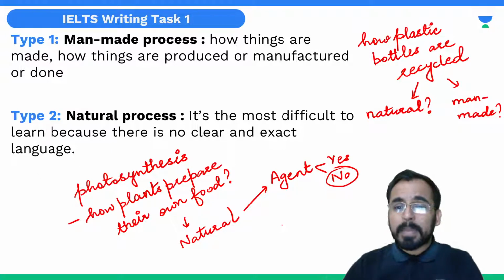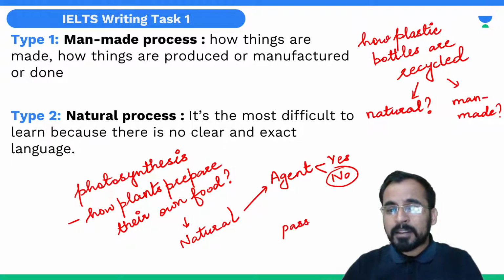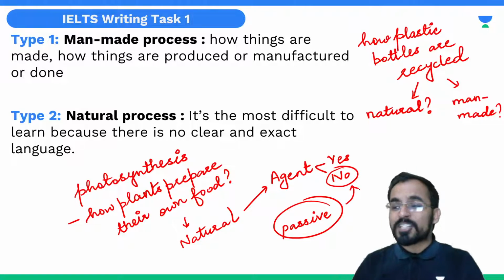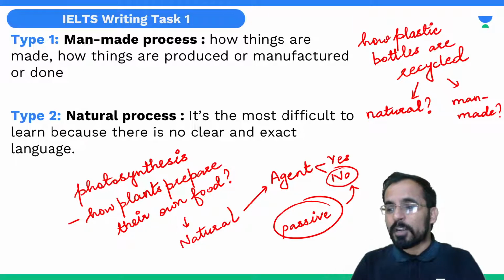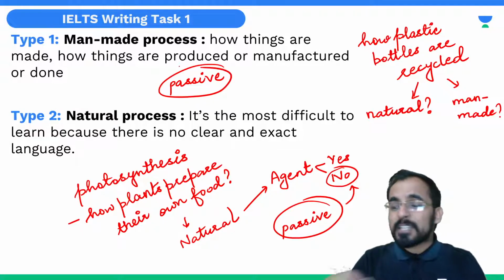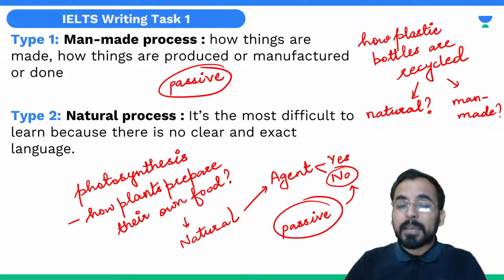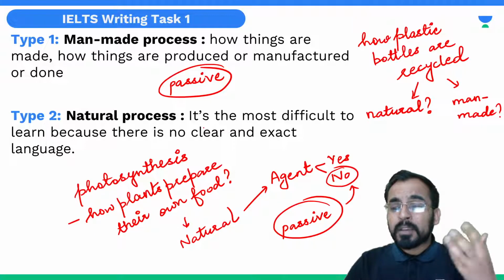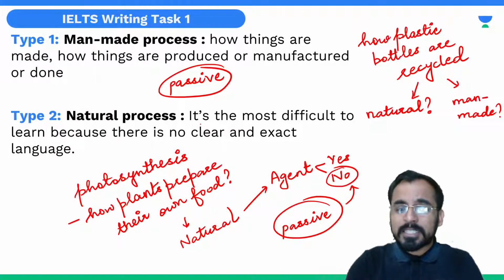Natural process कभी भी आपकी passive में नहीं हो सकती. Am I right? So reason यही है. Natural processes cannot be in passive because there is no agent involved. Man-made processes passive में हो सकती हैं, right? That's the reason. Passive में कोई चीज कब होती है? When we have the agent who does the action. फिर passive में हम देखते हैं कि क्या हम action पे focus करने वाले हैं या हम agent पे focus करने वाले हैं. So we'll see that in a moment.